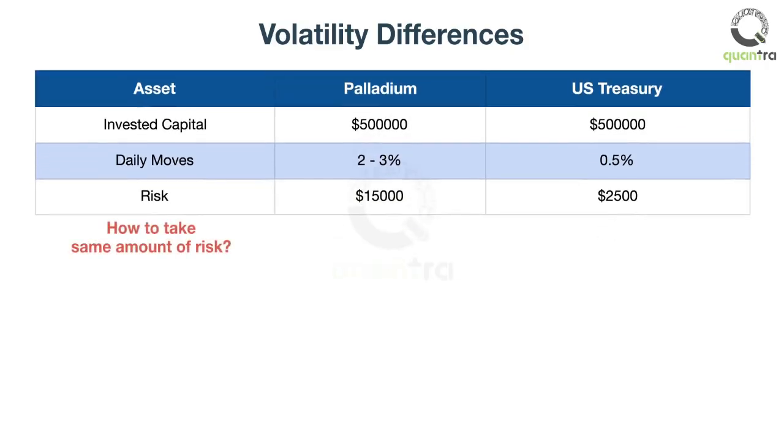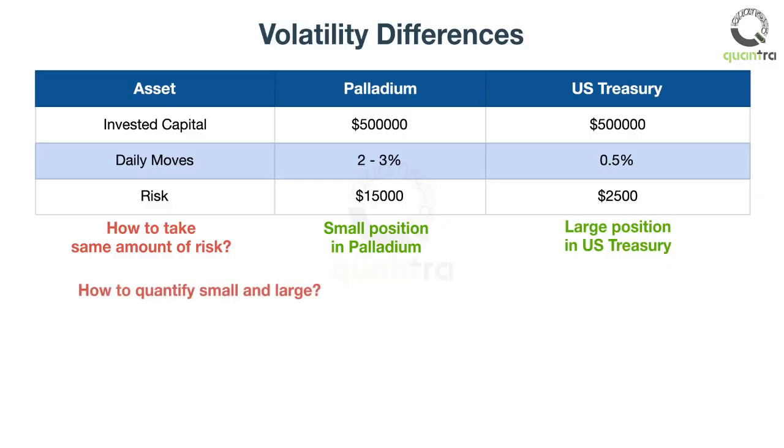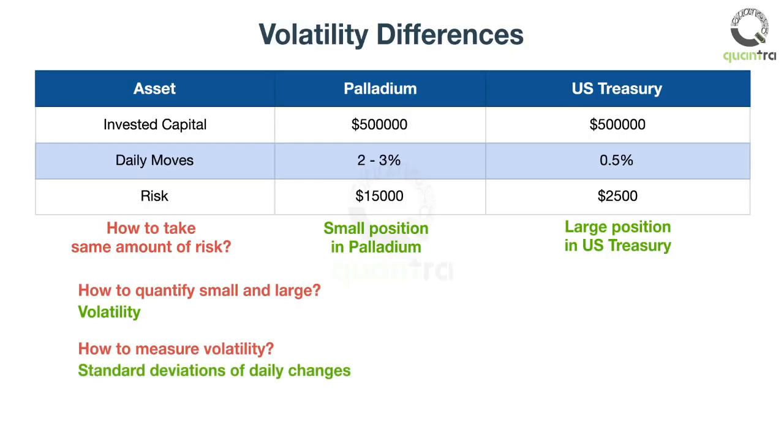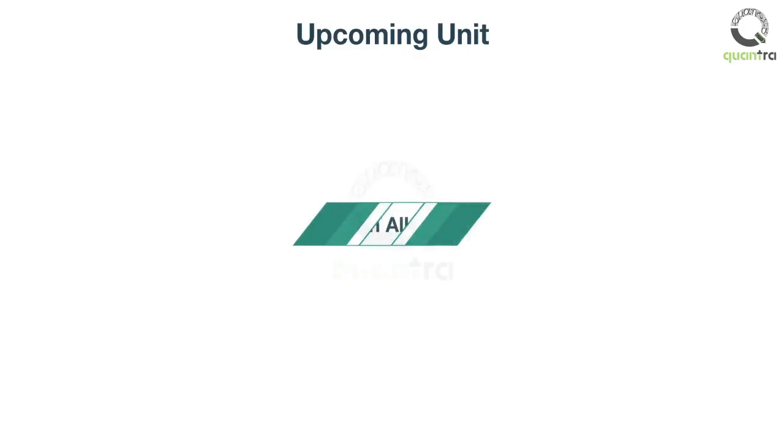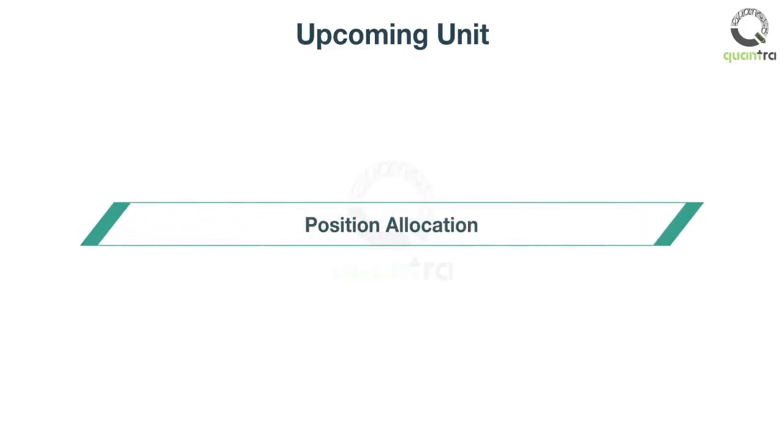What would you need to do, then, if you would like to take approximately the same amount of risk on these two markets? You would need to take a relatively small position in palladium, and a relatively large position in the US 10Y. But how small and how large? That's where volatility calculations come into play. The most common way of measuring volatility is to use standard deviation of daily changes, either percentage changes or dollar changes, depending on what you plan to use the resulting calculation for. In the upcoming unit, you will learn how to calculate position allocation to palladium and treasury using a volatility-weighted approach.